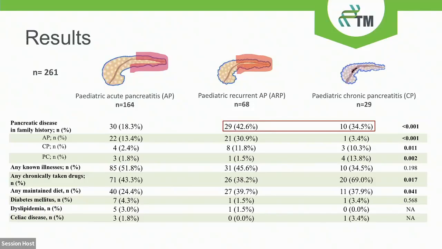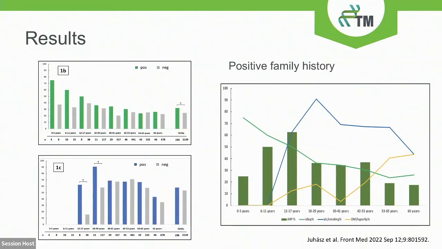The pancreatic disease in family history significantly occurred more often in the acute recurrent and chronic pancreatitis group. And it mostly meant acute and chronic pancreatitis in the family history, but it should be pointed out that 14% of the CP patients had pancreatic cancer in the family history. The acute recurrent and chronic pancreatitis patients maintained a diet more frequently. However, it is not recommended in any guidelines.